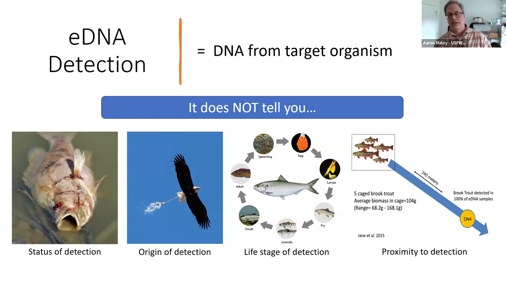eDNA detections don't tell us anything about the life stage. It's going to pick up eggs and larvae and fry or adults. It doesn't matter. They're all shedding DNA into the environment. That's all detectable. And an eDNA detection also doesn't tell us much about proximity, right? We get an eDNA detection. It doesn't mean that the organism is still in that area. They move around, the DNA moves around. So, we don't get a lot of power when we're talking about proximity to that detection of where the organisms are. That said, it does give us a lot of information quickly.